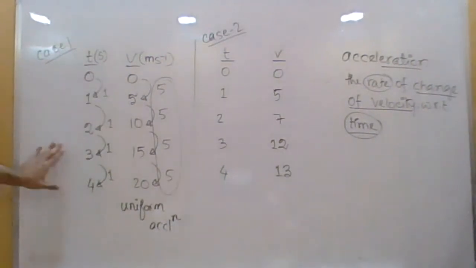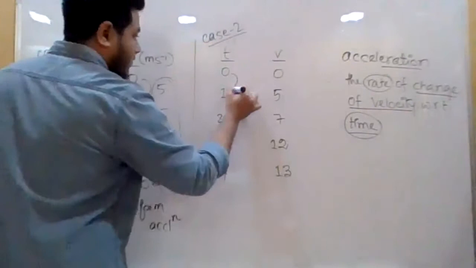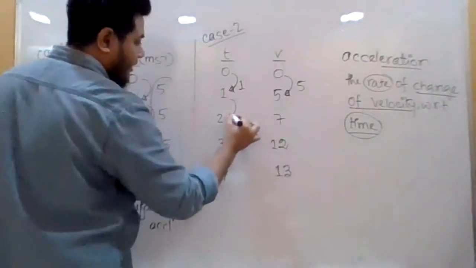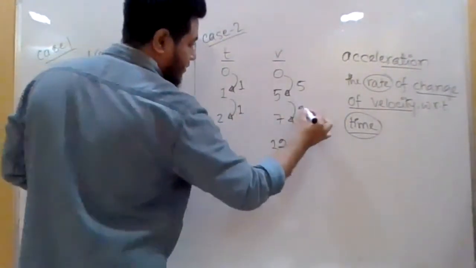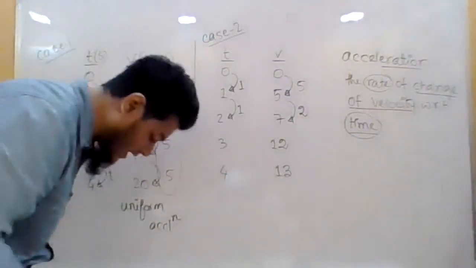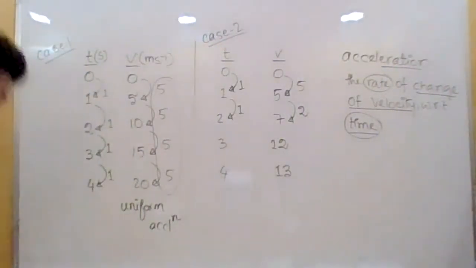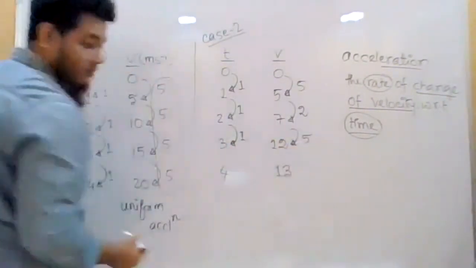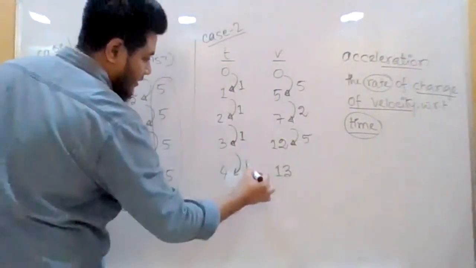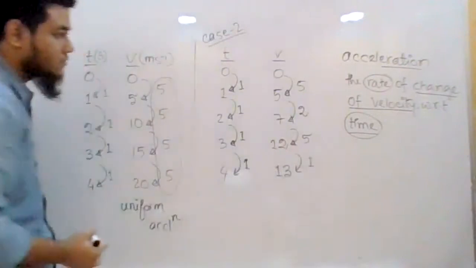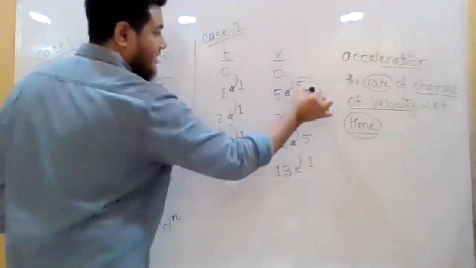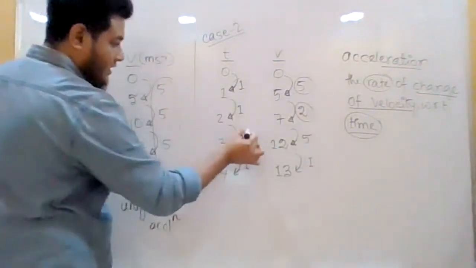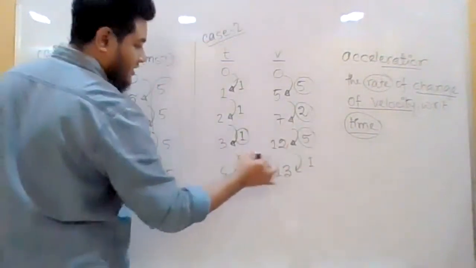So this is the case here. Let us take a look at the second case. For this 1 second, how much did the velocity change? Five. Then 2. Then again 5, then 2. For the first second, the acceleration is 5. For the next second, what is acceleration? 2. Acceleration is again 5. For the next 1 second, acceleration is again 1.